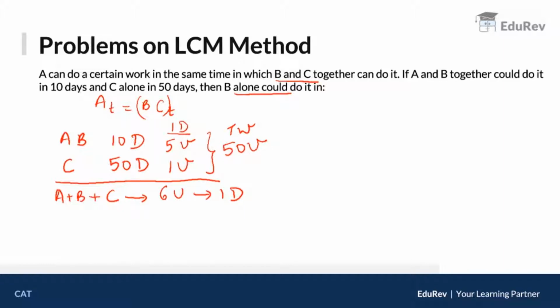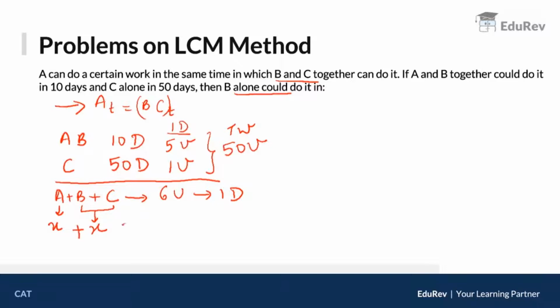But they have given a very important statement, which is this. A's time is the same as B and C's time together. So can I say if the time is the same, the work done will also be the same? That means B and C do the same amount of work in that time as A does in one day, because only then A's time and B and C's time will be the same. So if A does X units in a day, B and C together will also do X units in a day.